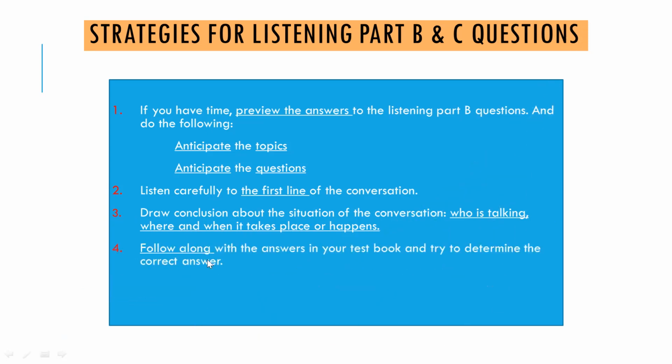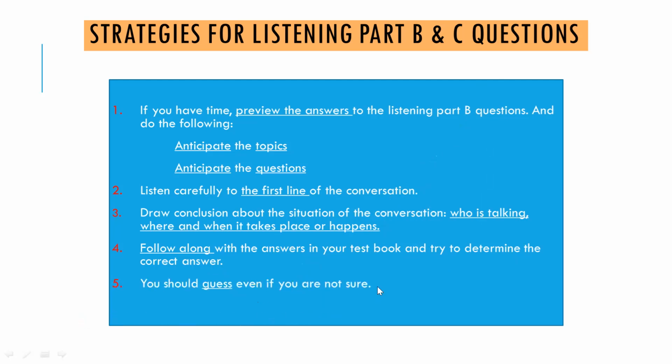Number 4, which is also very important, is to follow along with the answers in your textbook and try to determine the correct answer. Why is it important to follow along? Because the answers of part B and part C will be in order. So, number 1 answers will be located in the first part of the conversation and talk. The next number will be in the next part of the conversation. The third number will be in the next part of the conversation. So it is not usual or common to find the number 1 answer in the last part of the conversation. So you can follow along with the answers in your textbook while also listening to the audio and try to determine the correct answer.